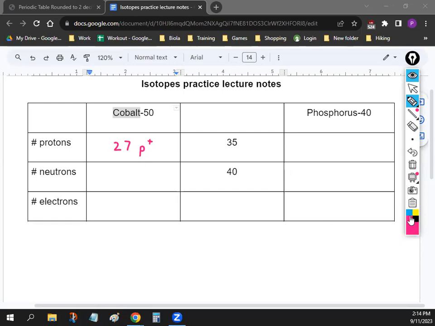Okay, let's figure out the electrons now. The electrons are super easy. If you guys remember, I told you that you have the same number of electrons as you do protons. So since you have 27 protons, you are going to have 27 electrons. Okay, so as soon as you find protons, the electrons are going to be the exact same number. So far, so good, guys?